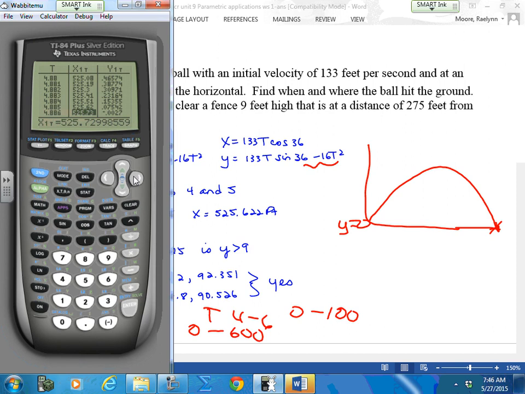There's how far away it is from you. Scroll over and round to 3 decimals. And that's when you hit the ground. Where? How far away from you? Usually that's the part you like to know. How far is the ball from you?